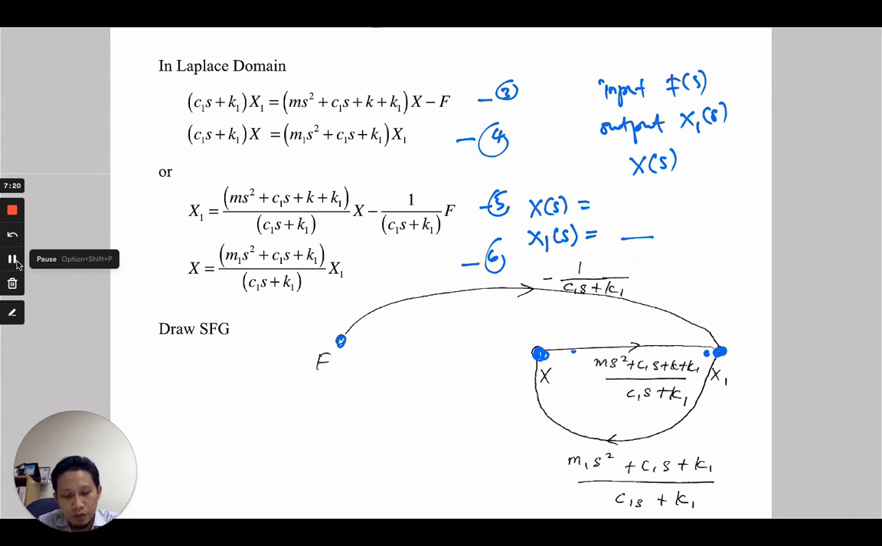Okay, so based on this equation, x1 is contributed by x over here, and x1 is also contributed by f. So that's why we have this line over here. And finally, from equation 6, we know that x is contributed by x1. So that's why we have this arrow here from x1 to x. Okay.